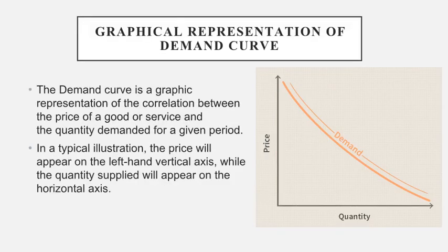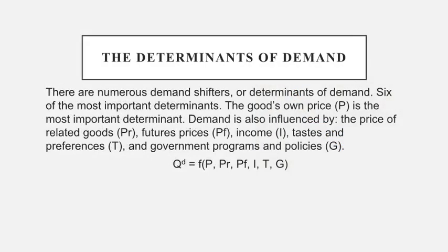The demand curve is a graphic representation of the correlation between the price of a good or service and the quantity demanded for a given period. In a typical illustration, the price will appear on the left-hand vertical axis, while the quantity will appear on the horizontal axis. There are numerous demand shifters, or determinants of demand.